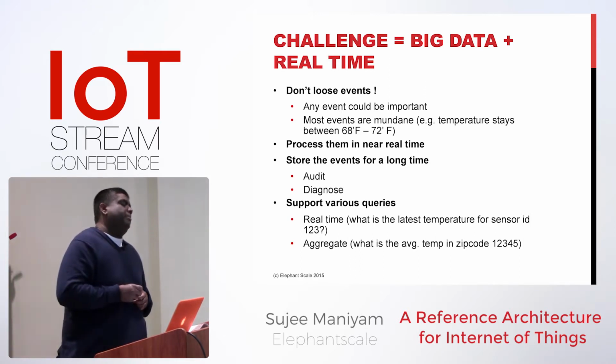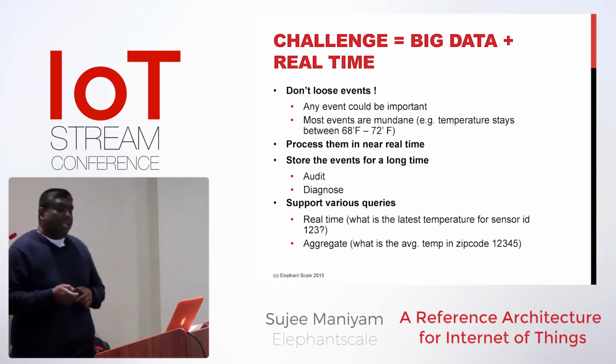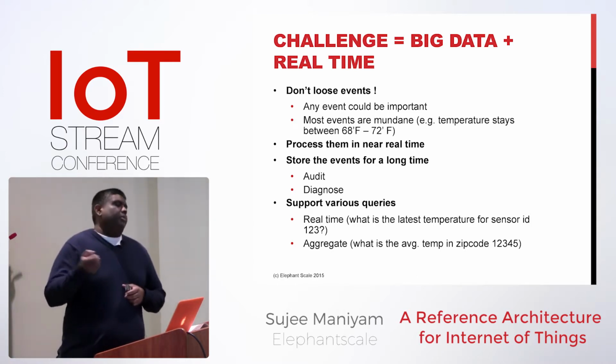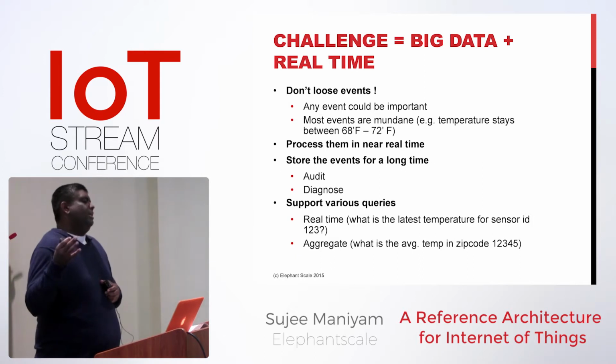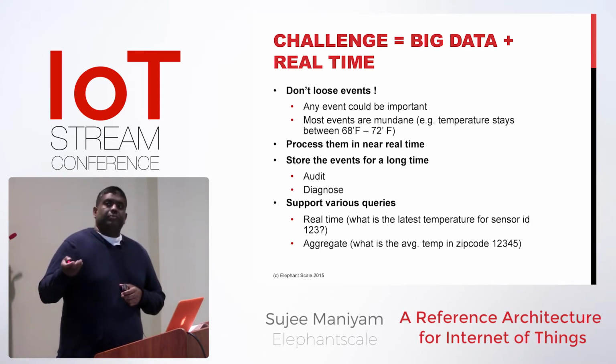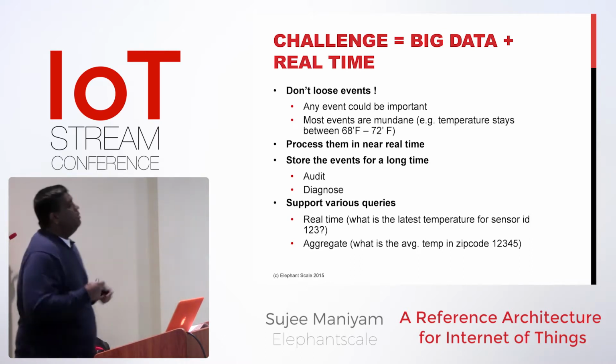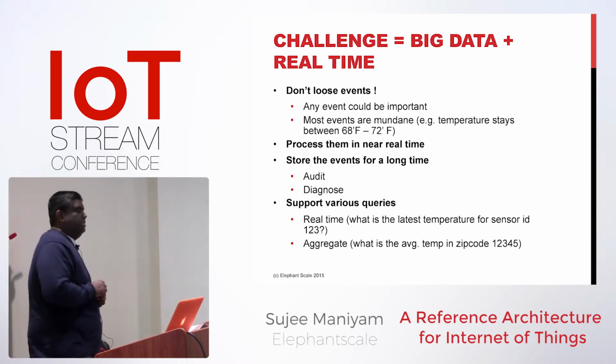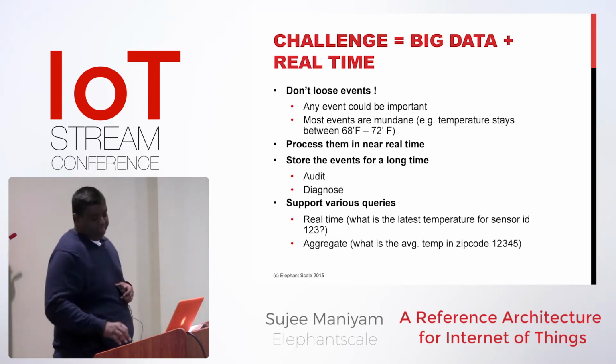Because any event could be important. And I need to process them in near real time, because I can't wait like 3 hours to send an alert if there's a fire breakout, right? And I need to be able to store them for audit and diagnosis and all that stuff, right? And I want to be able to do some cool analytics. I want to say, what's the temperature in this zip code, right?